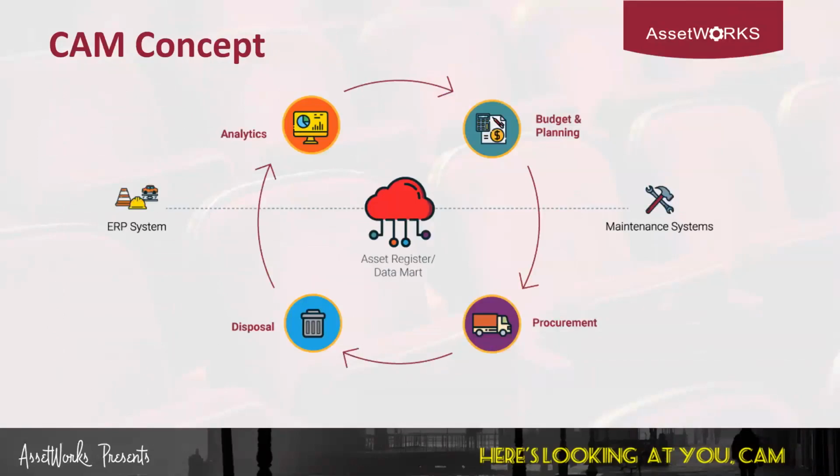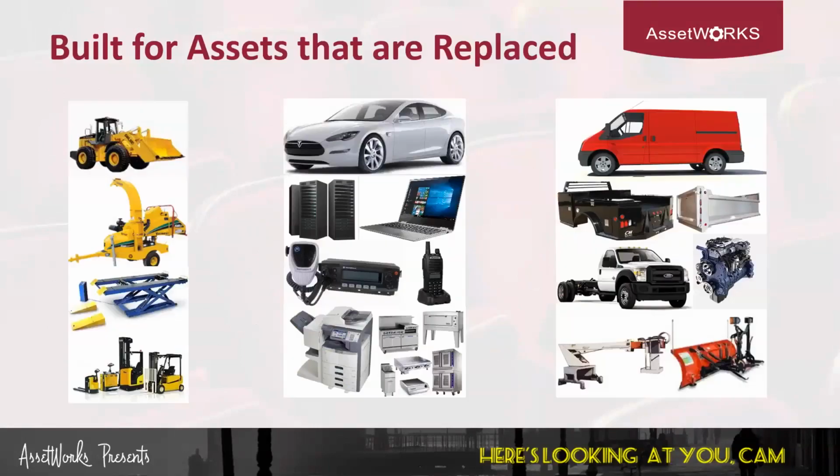Now, within the CAM concept, you can see here it was actually designed with 4 main modules. That'll be analytics, planning and budgeting, procurement, and disposal. And these modules are all built around Data Mart or an asset register like FA, M5, or any other fleet maintenance system. Now, one thing that's important to mention as well is that CAM can also integrate with your purchasing application. And CAM is simply used for assets that are replaced. That can be anything from vehicles and equipment all the way to IT assets and even complex assets.